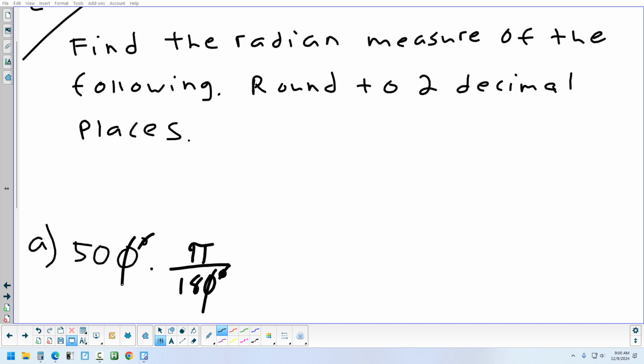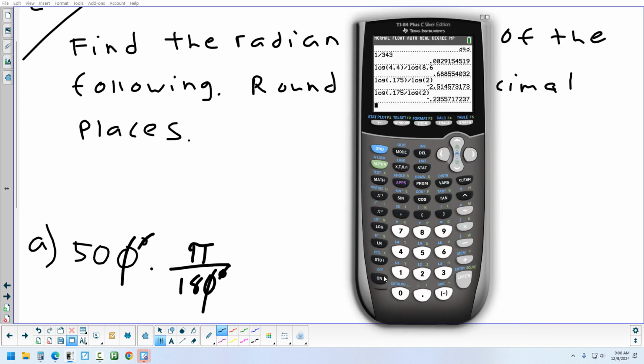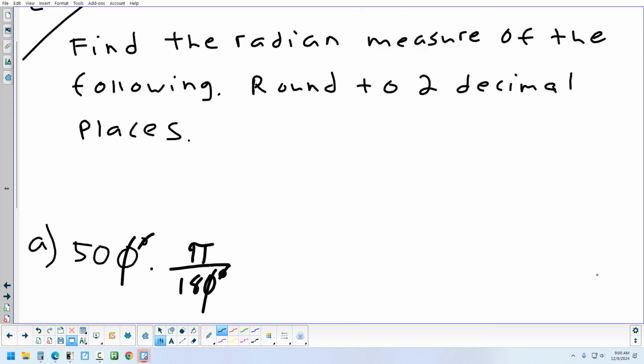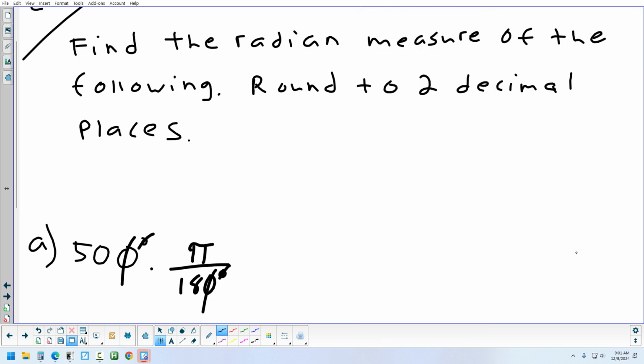Calculator. 8.73. Okay. So one thing you want to be careful about when you type that in, make sure you use the pi button. So 50, and then second, and then the exponent sign. We're going to get 0.873. We divided 50 by 180 instead of by 18. Yep, so 8.73.